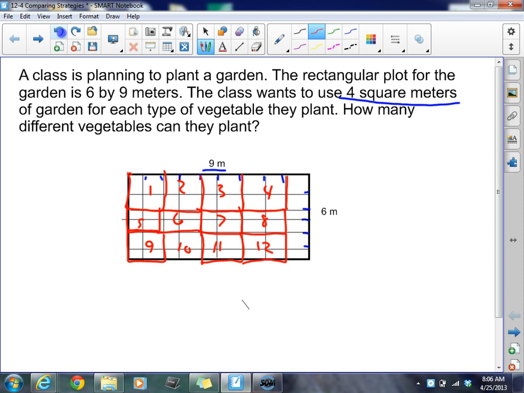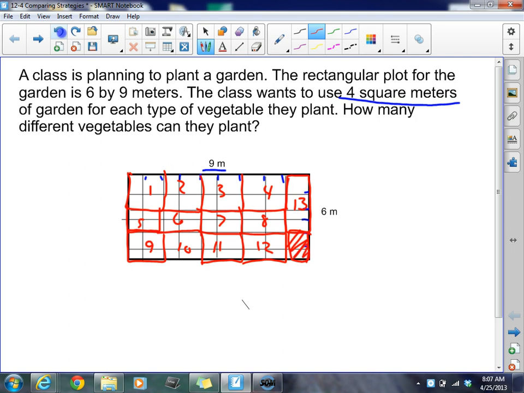Now let's look at these leftovers. I have some leftovers, so I need 1, 2, 3, 4. So we can do this actually as 4 square meters. Now it's not a square, but it's pretty close and we're okay with that. So that's going to be your 13th. And you see right here I have some left. That's not 4 square meters, so I can't use that.